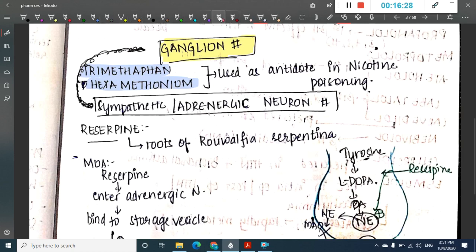These two can be used as antidotes in nicotine poisoning. So in nicotine poisoning we can use antidotes. What are they? Trimethaphan and hexamethonium.